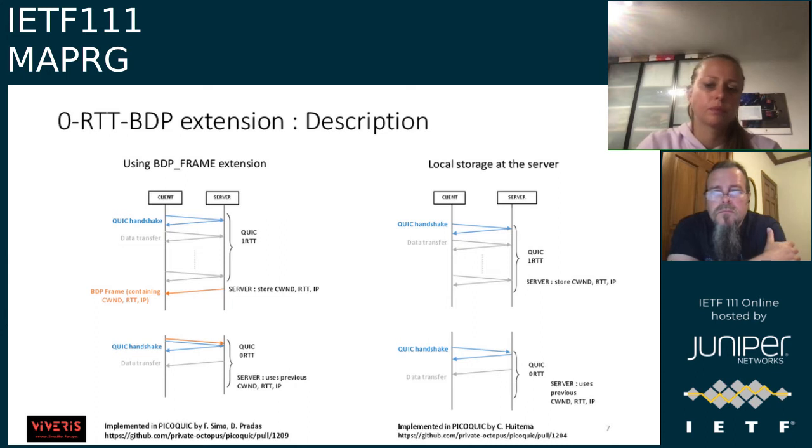And when the client reconnects, along with the QUIC handshake packets, it sends the BDP frame that the server can use to define or adapt the new congestion window. The difference with the local storage on the server solution is that nothing is sent to the client, so the client cannot read the BDP frame and cannot reject it, but still the server can use the previously stored congestion window and RTT information.